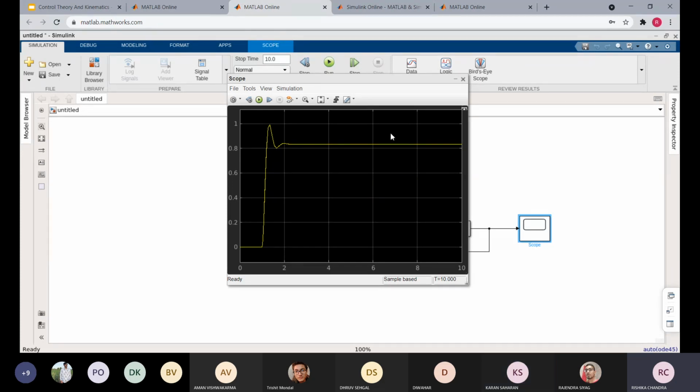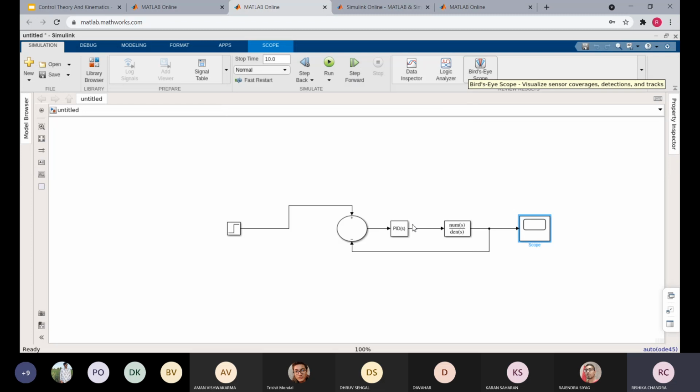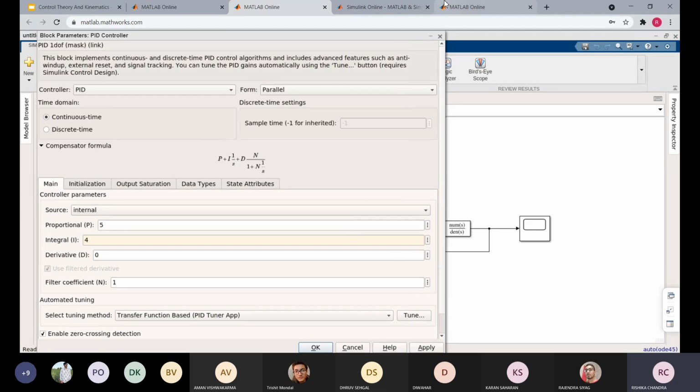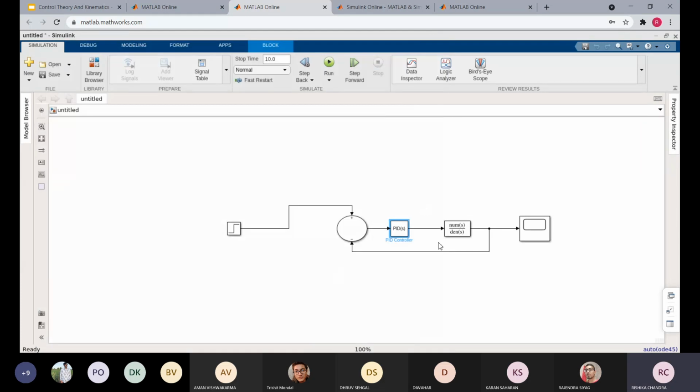Okay. Got it. Now let's set the values for I and D. Let's say we set the value for I first, not D. Let's say it's 4. And don't forget to click on apply, otherwise it won't compile and it will give an error. Now run it.